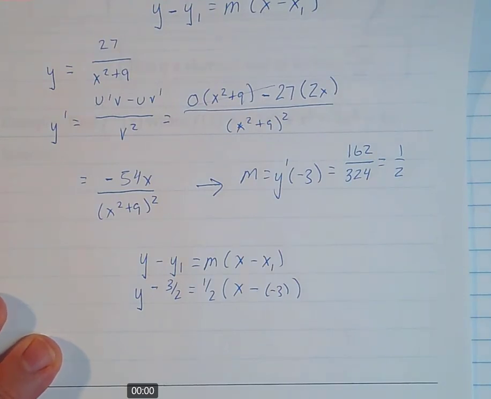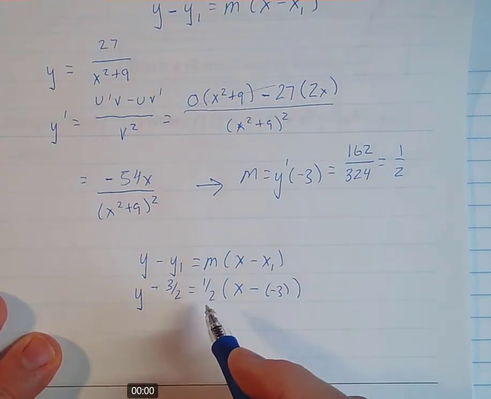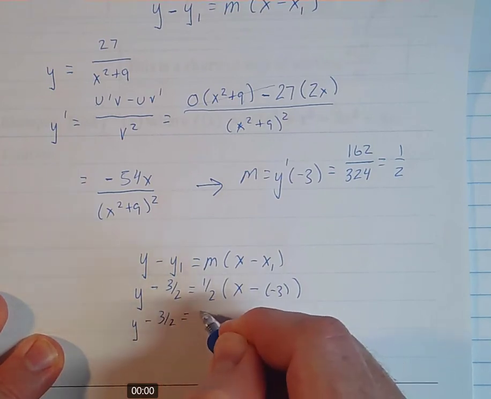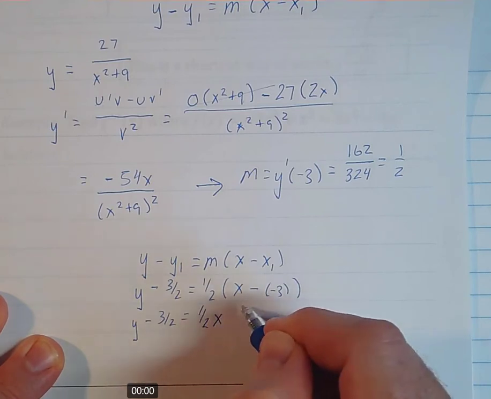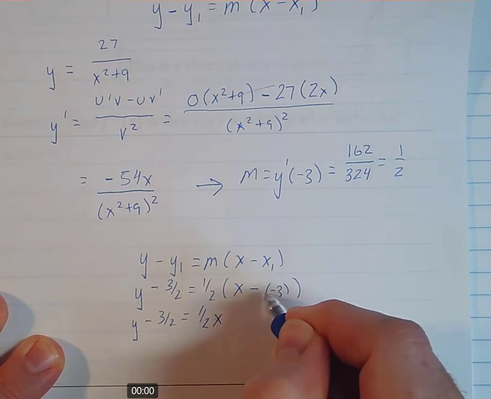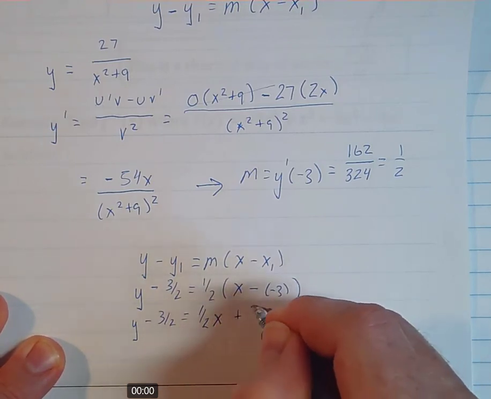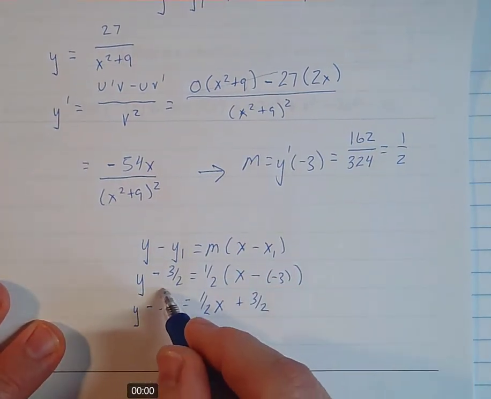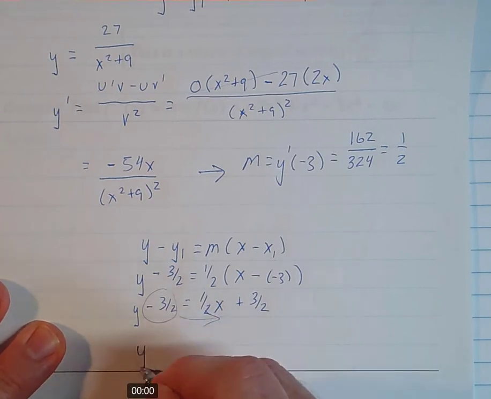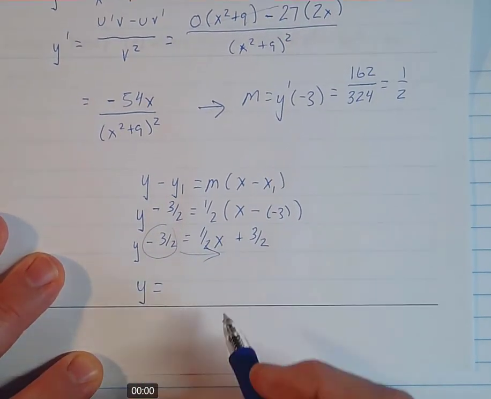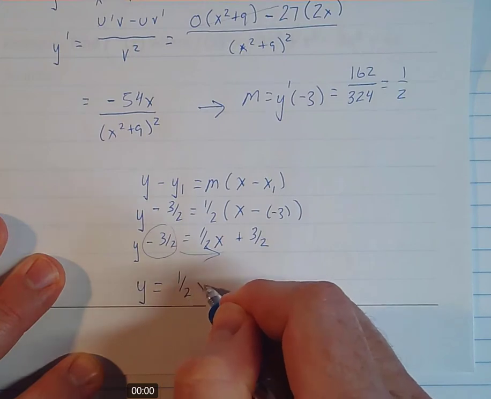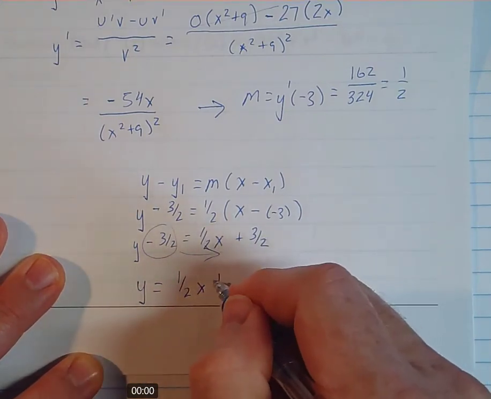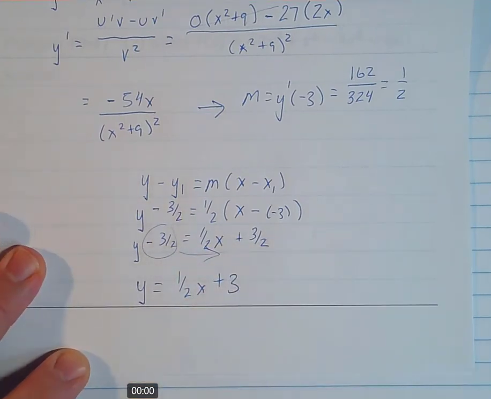Okay. Well, looks like I can do a little cleaning up here. That would be y minus 3/2 is equal to 1/2 x. This becomes a positive 3, and multiply by the 1/2, you get a positive 3/2. And so if I drag this across the equal sign, looks like I end up with y equals 1/2 x, 3/2 plus 3/2 is going to give me 3. And I've got the equation of the tangent line now.